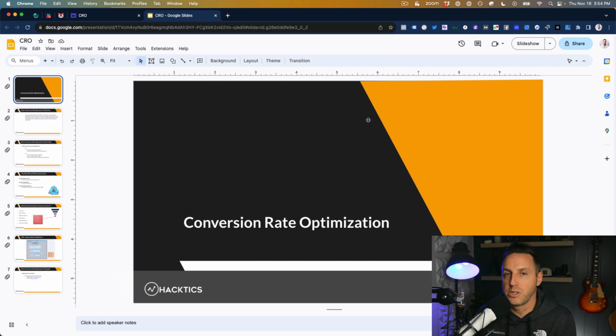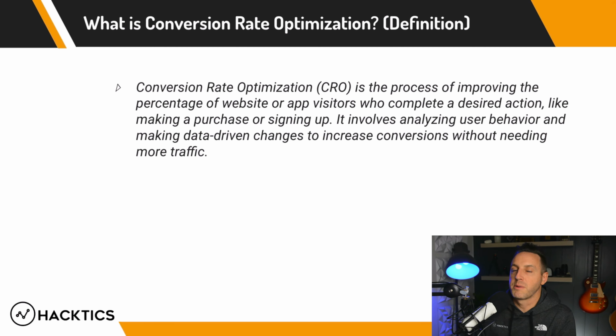But first, what I want to do is give you a quick definition of what conversion rate optimization actually looks like. All right, so quickly, conversion rate optimization is simply this. It is the process of improving the percentage of website or app visitors who complete a desired action, like making a purchase or signing up. It involves analyzing user behavior and making data-driven decisions to increase conversions without needing more traffic, or in this case, without needing more budget.